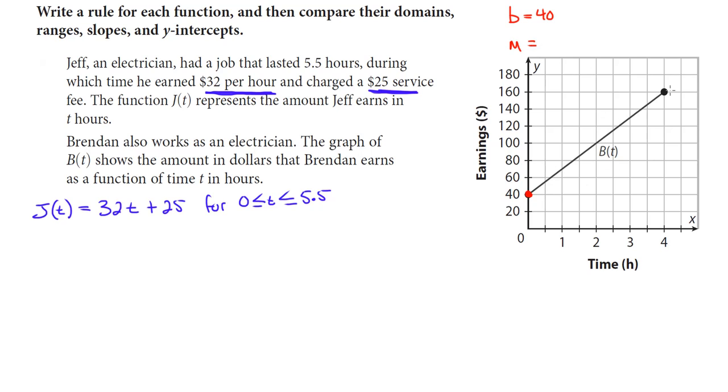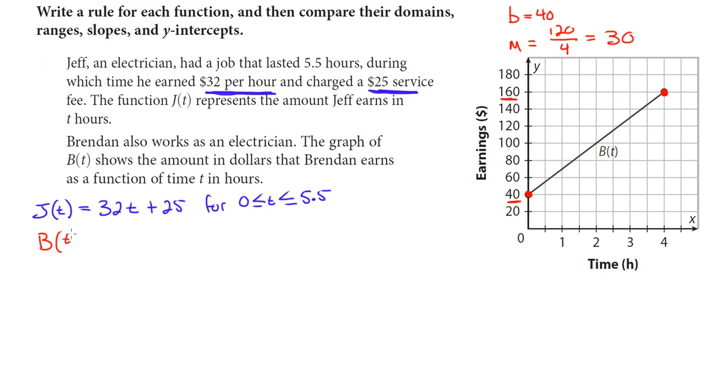So we can actually get the slope very easily here from this graph. We see that the y value for this point is 40. And the y value for this point is 160. So the difference from 40 to 160 is 120. So we have a change of 120 for y. And then if we look at x, we start at 0 and end at 4. So the difference is 4. And 120 divided by 4 is 30. So that's our slope. So now we can write our function rule for Brendan.